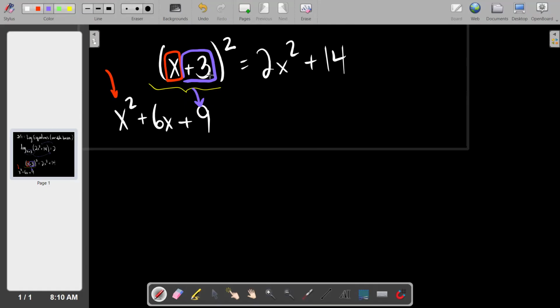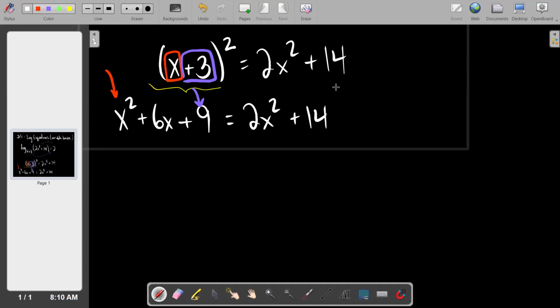So you take the purple thing and the red thing and you multiply them together. What do you get? 3x. Double that. What do you get? There's where the middle comes from. So we don't have to keep going through the steps. Okay. So anyhow, the left side becomes x squared plus 6x plus 9, and the right side is still 2x squared plus 14. And just like you're used to, this is just a run-of-the-mill kind of algebra 1 quadratic equation.